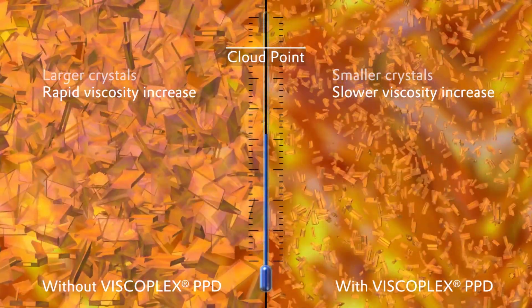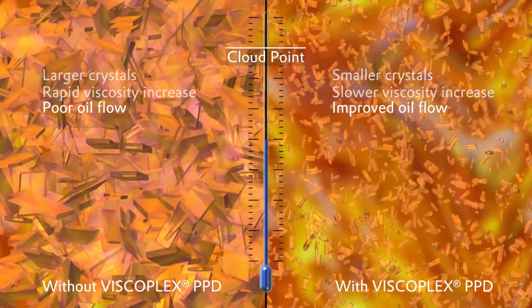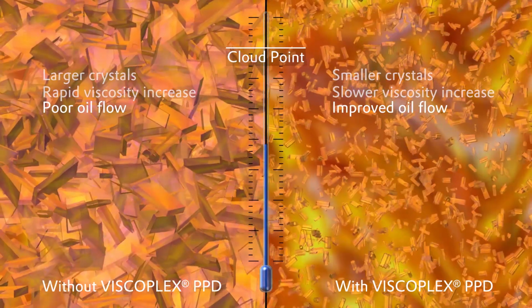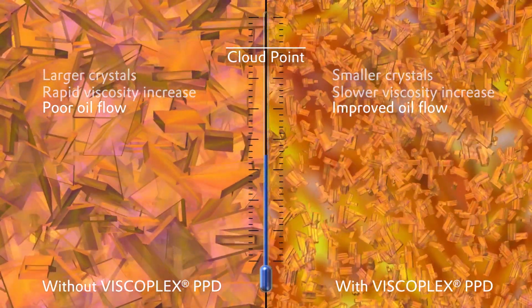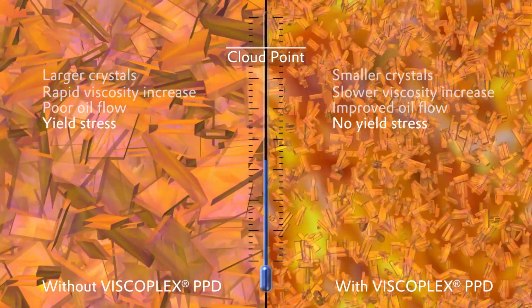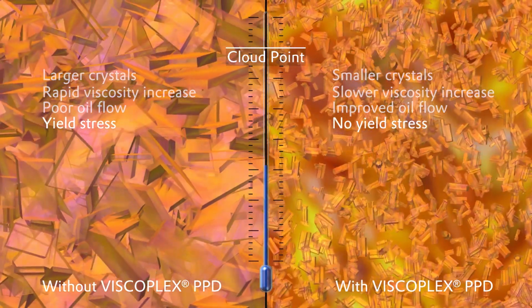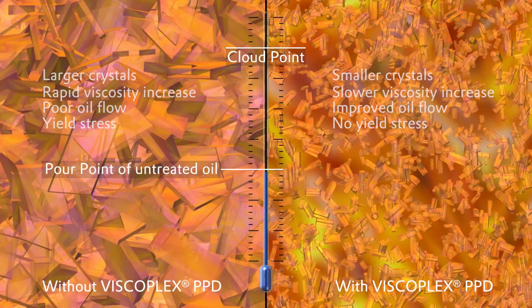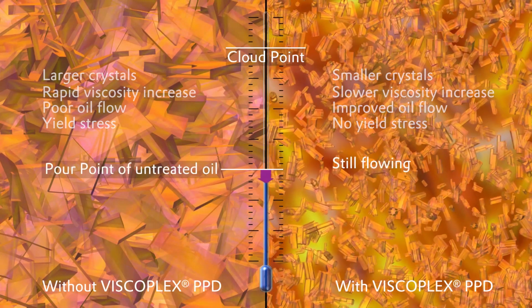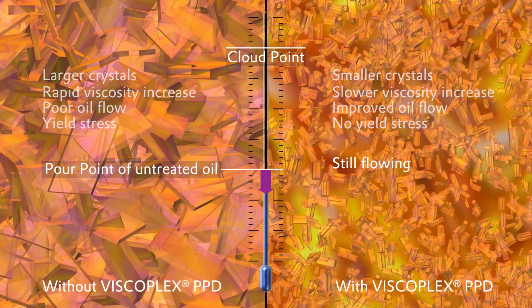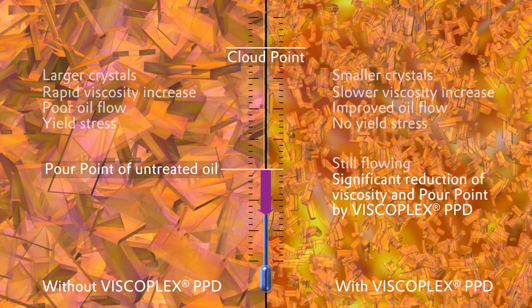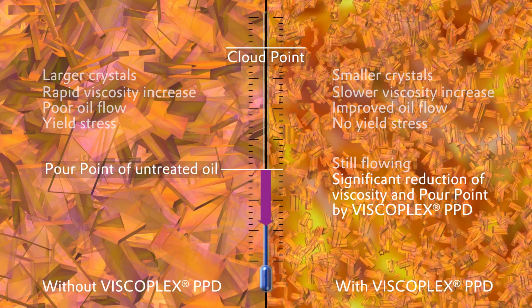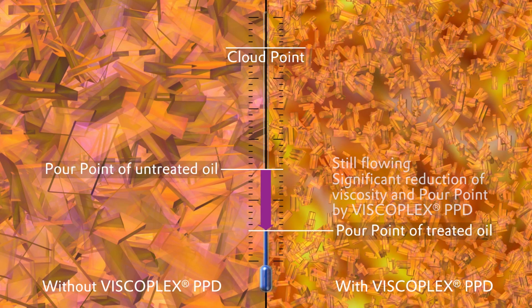As the temperature continues to decrease, especially at a slow cooling rate, bigger wax crystals in the untreated oil are trapping oil within their network structures, and this ultimately leads to a phenomenon known as yield stress. On the right, in the treated oil, VISCOPLEX PPDs co-crystallize along with the wax molecules present in the oil, limiting the size of the wax crystals and maintaining adequate oil fluidity.